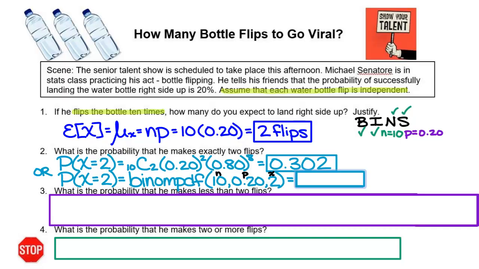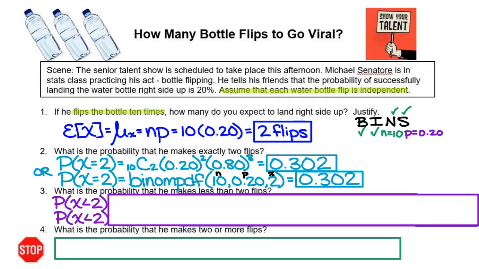When you type this in, you should get the same answer. All right. What's the probability that he makes less than 2 flips? What would my probability notation look like now? X is less than or equal to 2.